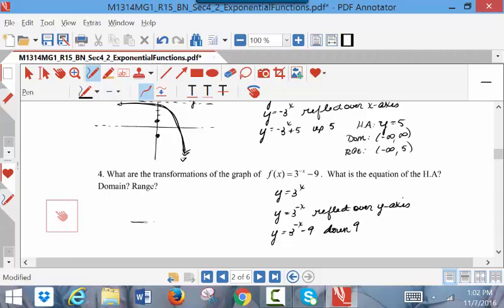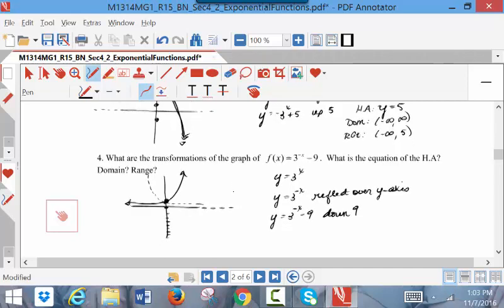So if you try to visualize this one, your original graph is always increasing like this. When you reflect it over the y-axis, and it's going through (0, 1), it's going to look like this. There's your reflection. You still have that same horizontal asymptote. Now when you come down 9 units, 1, 2, 3, 4, 5, 6, 7, 8, 9, your graph will look something like this. So (0, 1) moves down to (0, -8), and at -9 will be your horizontal asymptote.